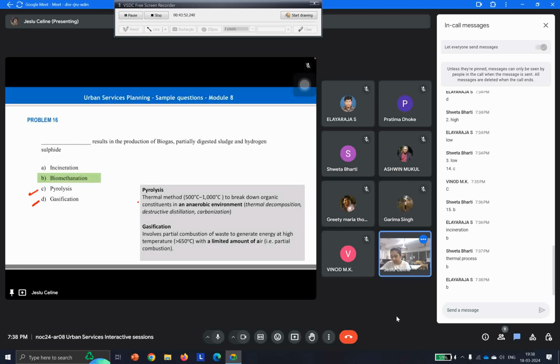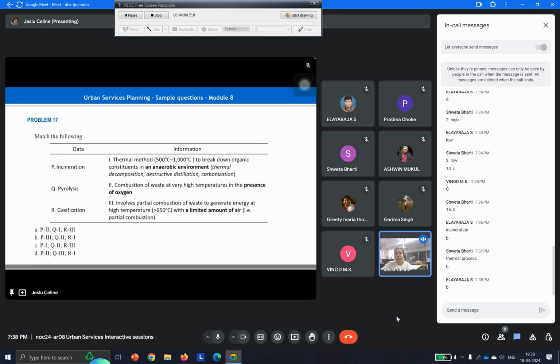So pyrolysis, we have an anaerobic environment at a very high temperature. And in gasification, it's partial combustion with a limited amount of air. So let's go to problem 17, which is match the following. We have incineration, pyrolysis, and gasification, and we've been asked to match them. We already discussed the answer to this very briefly, so you'll be able to answer this question very easily.